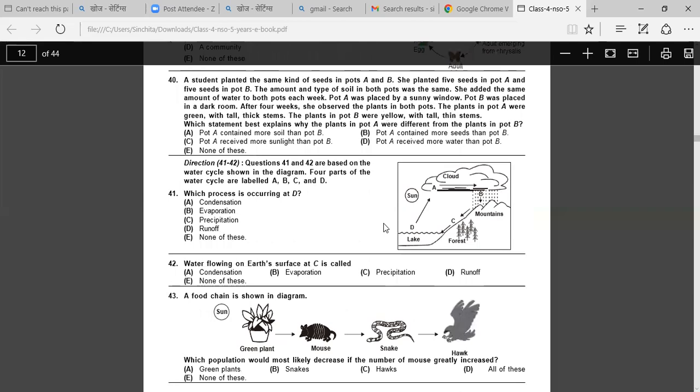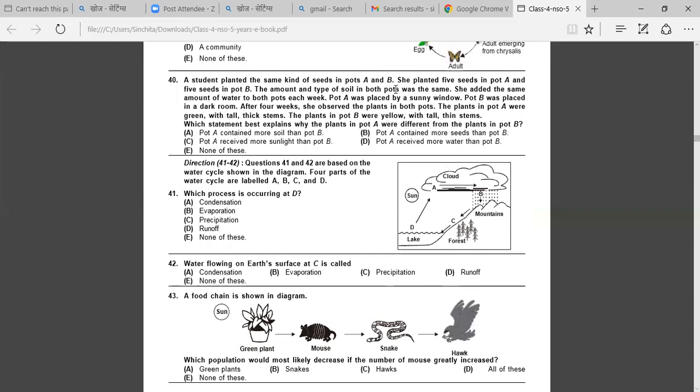Okay, now number 40. A student planted the same kind of seeds in pots A and B. She planted 5 seeds in pot A and 5 seeds in pot B. The amount and type of soil in both pots was the same. She added the same amount of water to both pots each week. Pot A was placed by a sunny window. Pot B was placed in a dark room.